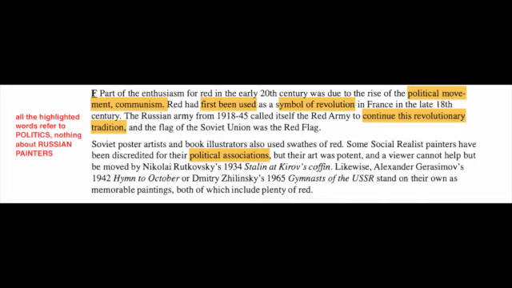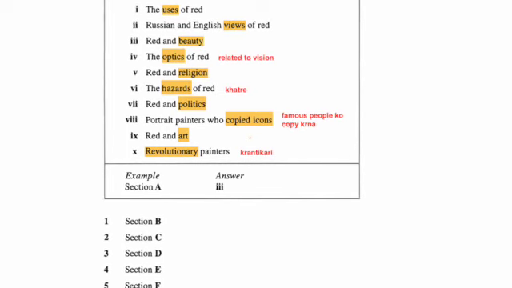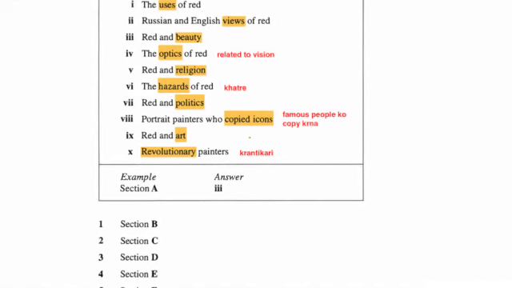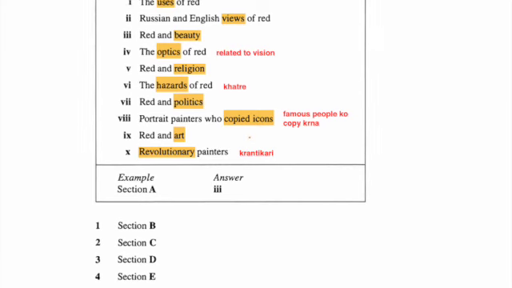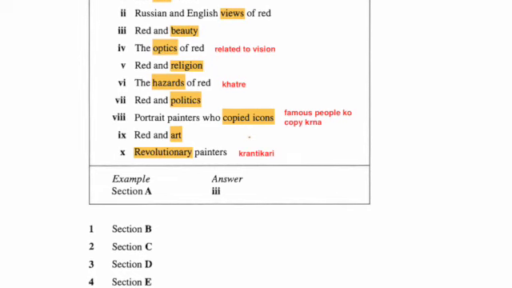Okay, so when we first read paragraph F, we can easily locate words like political movement, communism, symbol of revolution, continue this revolutionary tradition. So from the first part of this paragraph, we have found certain words which have direct connection to words like revolution, revolutionary. So we had option 10. If you remember that option 10, it said revolutionary painters. Okay. So some students, those who are in hurry of finishing their test or marking their answers, might easily put down number 10 as their answer.